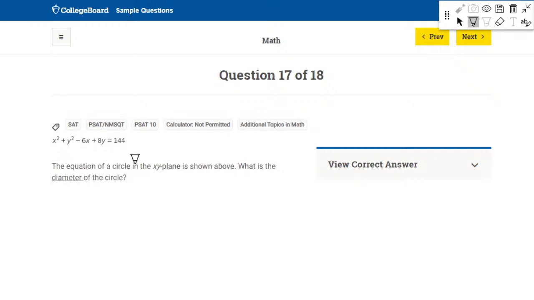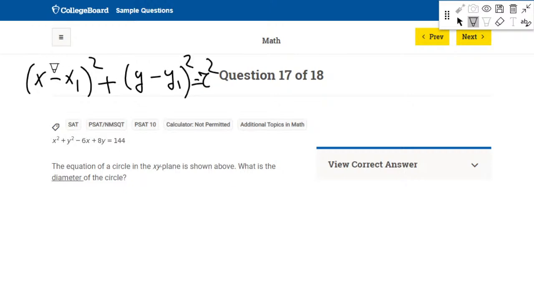So we have this equation of the circle. What is the diameter? With this, we just need to remember the proper way of writing the equation of the circle, equals r squared, where x1 and y1 are the coordinates of the center, but we don't need them actually for this question. We just need the diameter, and diameter equals 2r, so we just need to find r.